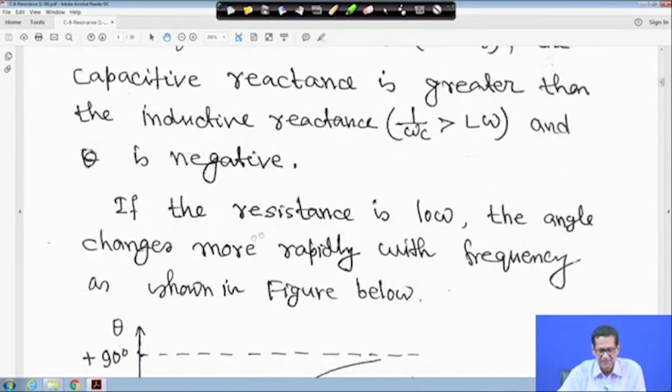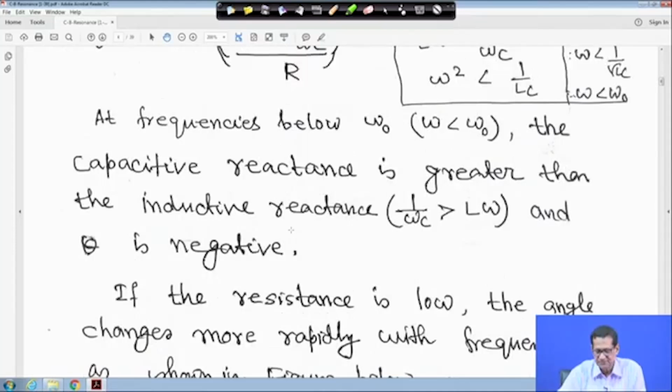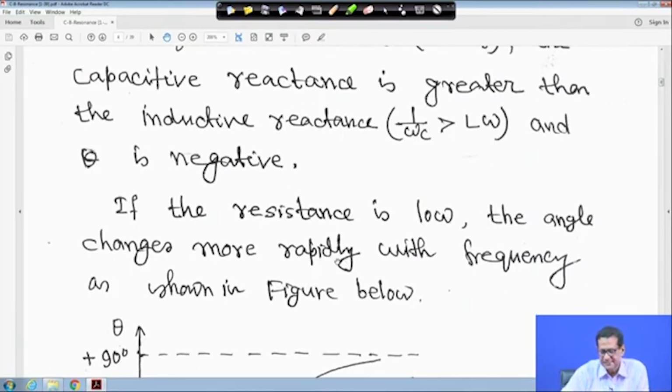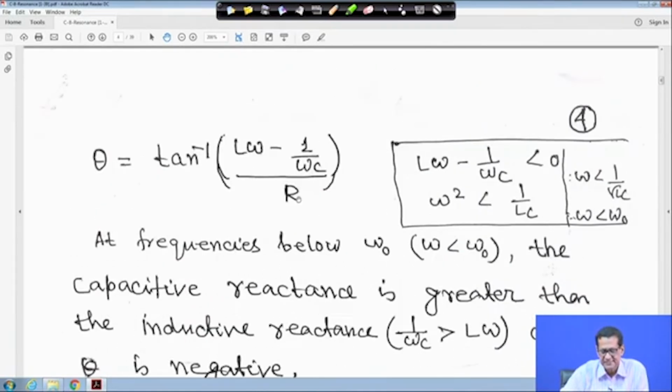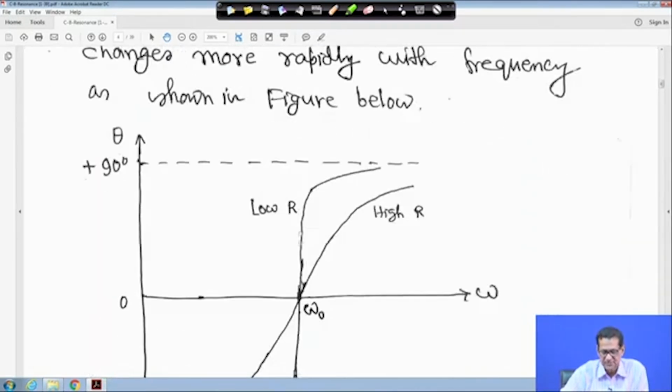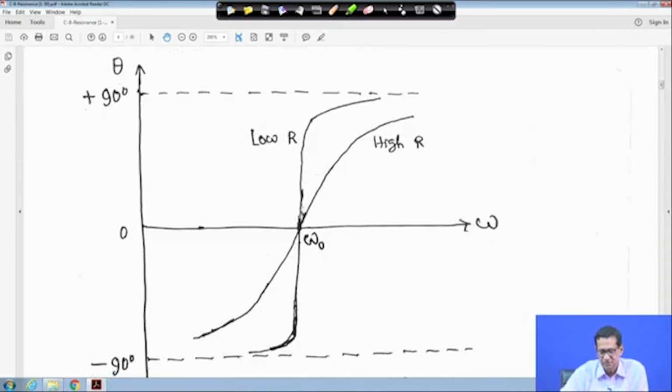If the resistance is low, the angle changes more rapidly with the frequency, as shown in the figure below. Suppose this resistance is very small. This is omega and this is theta, the theta versus omega plot. For small resistance the plot is very sharp, look at that, and for high resistance this is the plot, and this is my omega 0. This side is plus 90 degrees, this side is minus 90 degrees.